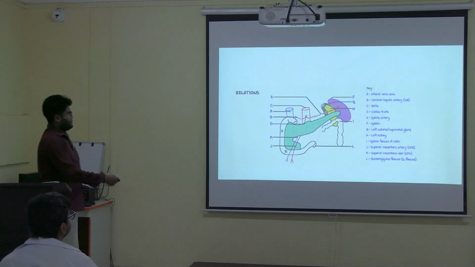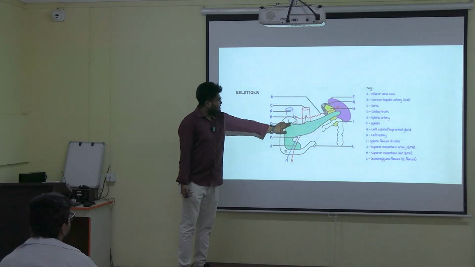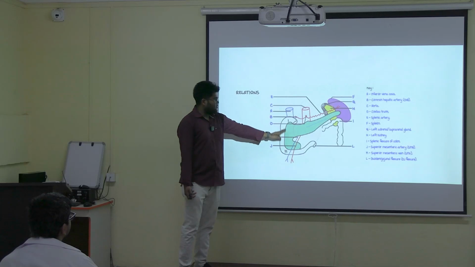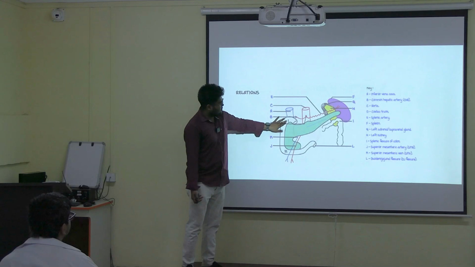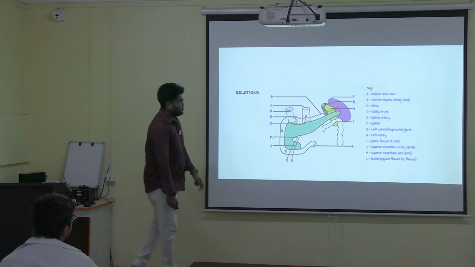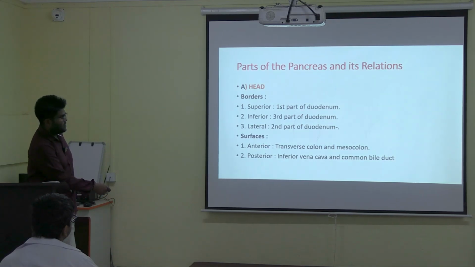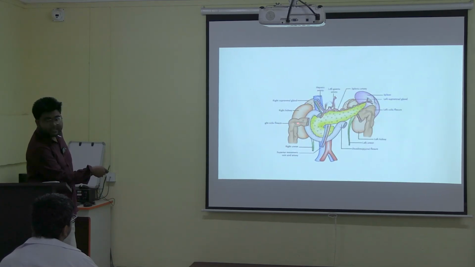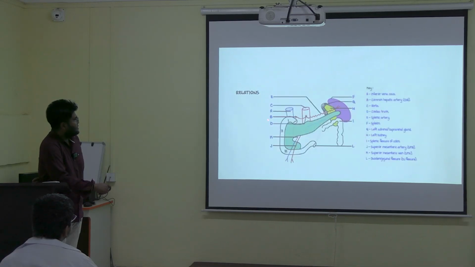Simply see this diagram. Here you can see this is your head part. The head part is mainly related to the duodenum. Just simply remember this is the superior part. The superior part is related to the first part of the duodenum. Then the lateral part is attached to the second part, and the inferior one is attached to the third part of the duodenum. And on the anterior surface the colon is present, the transverse colon and the mesocolon, and posteriorly you see the inferior vena cava.